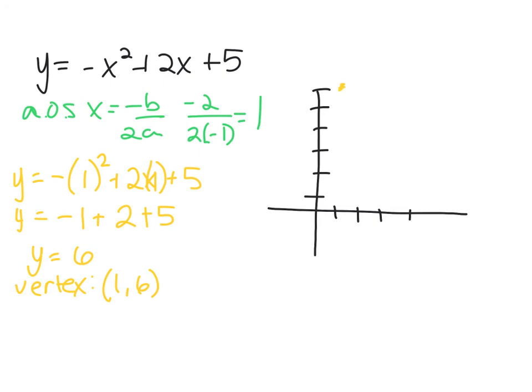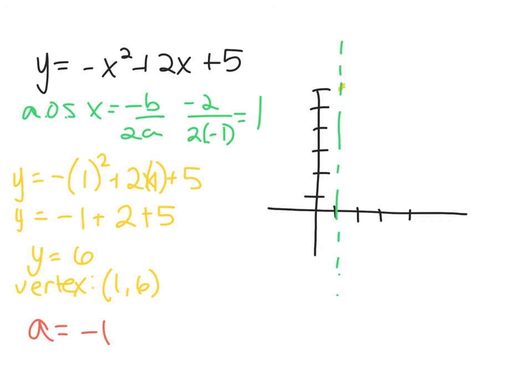Oops, went a little high. My axis of symmetry is x equals 1, so everything is going to be mirror imaged around that line. I know my parent function tells me I should go over 1 and up 1, and then over 2 and up 4 if I didn't have an a value, but I do have an a value. What is my a value in this particular problem? My a value is negative 1. So what does that do?